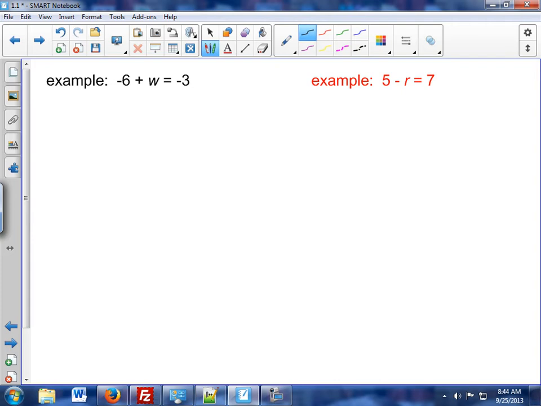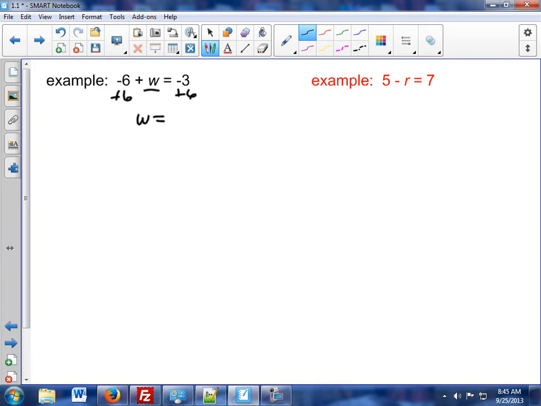Again, we read left to right. Negative 6 plus w equals negative 3. There's my variable. I need to get rid of this. Is this a positive 6 or a negative 6? Okay. The opposite is we're going to add 6 to it.